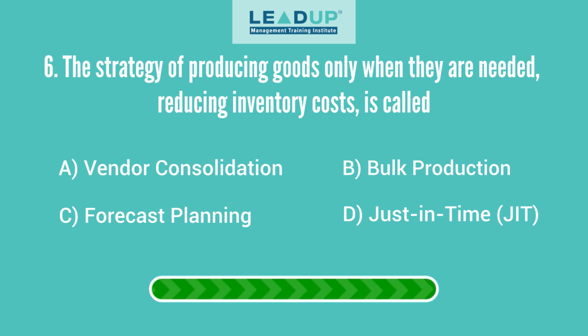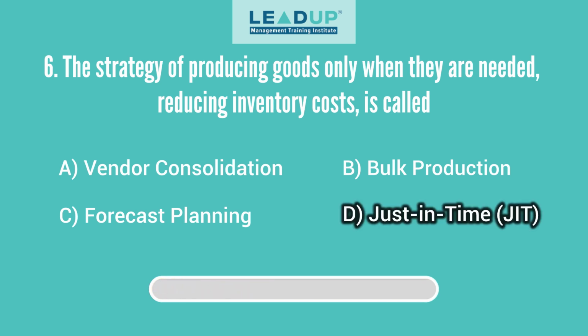Question 6. The strategy of producing goods only when they are needed, reducing inventory costs, is called A. Vendor consolidation, B. Bulk production, C. Forecast planning, and D. Just-in-time, JIT. The answer is just-in-time, JIT.